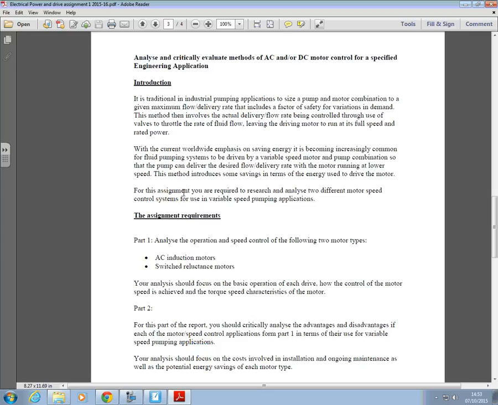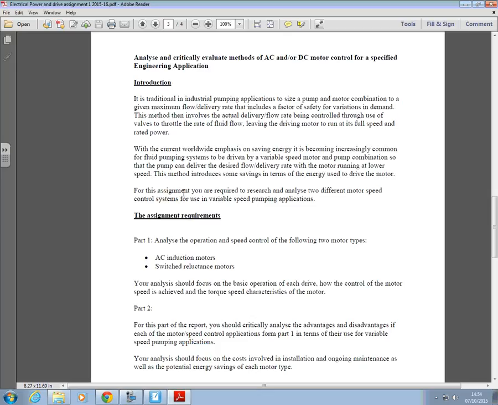This method then involves the actual delivery or flow rate being controlled through the use of valves to throttle the rate of fluid flow. So you control the opening and closing of an automated valve to get the flow rate you want, leaving the driving motor to run at its full speed and full rate of power. With the current worldwide emphasis on energy saving, it is becoming increasingly common for fluid pumping systems to be driven by a variable speed motor and pump combination so that the pump can deliver the desired flow rate with the motor running at lower speeds. This method introduces some savings in terms of energy used to drive a motor.